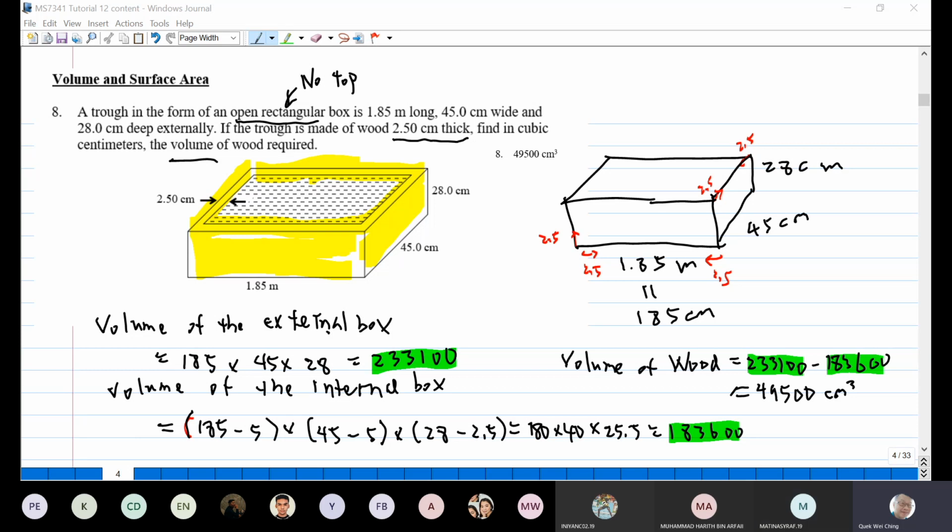Okay, this is what we learned from yesterday, how to find the volume of the cuboid. The volume of a cuboid is base length times width times height. So in this case, what you need to do is find the difference between the internal one and the external one. You can find the volume of the wood required.